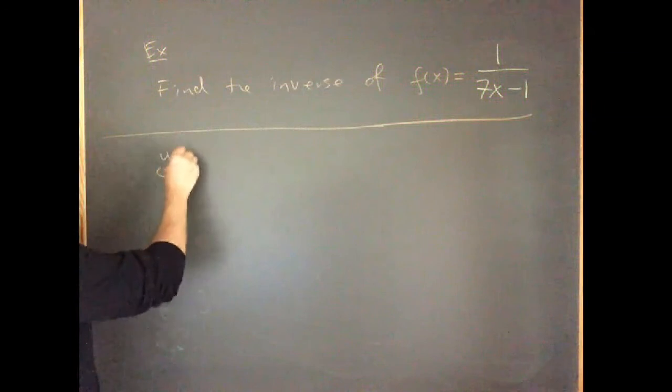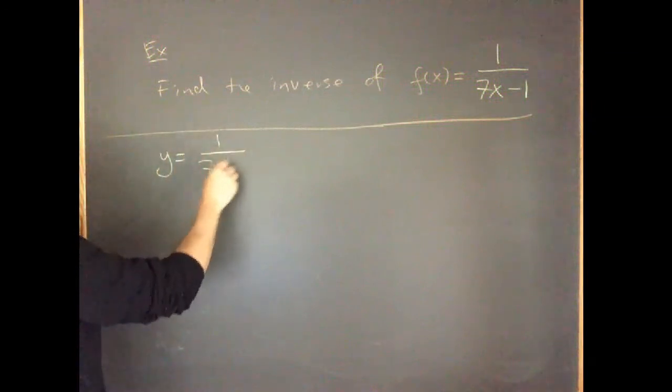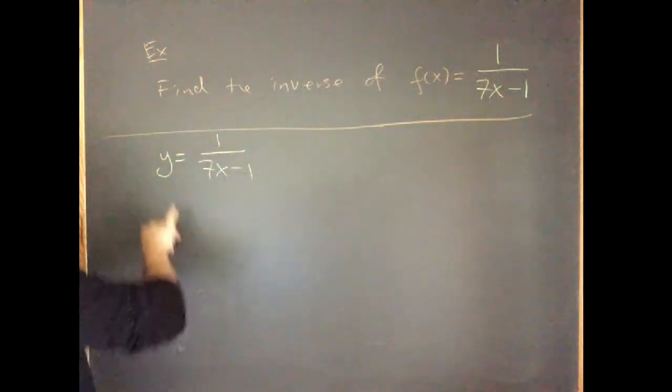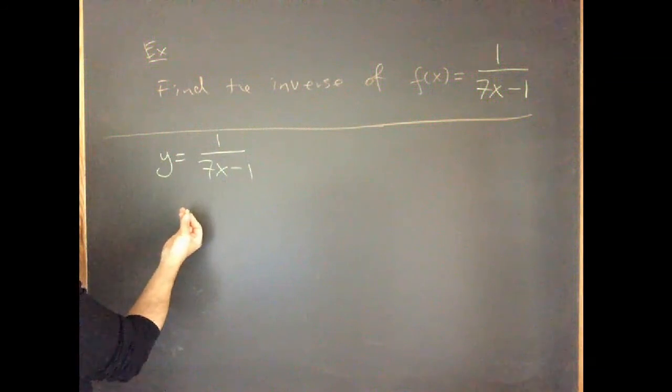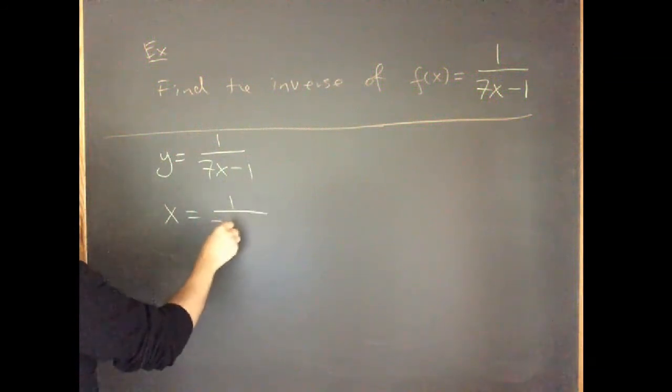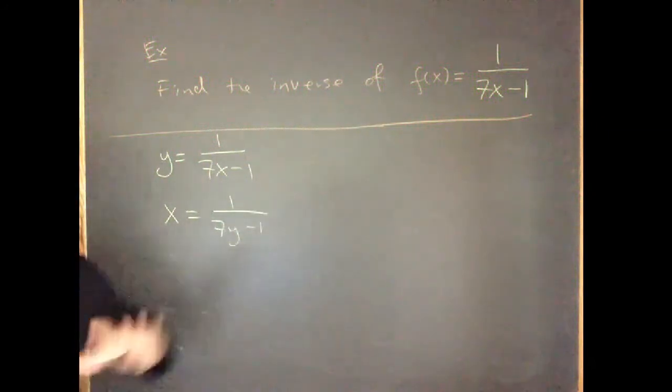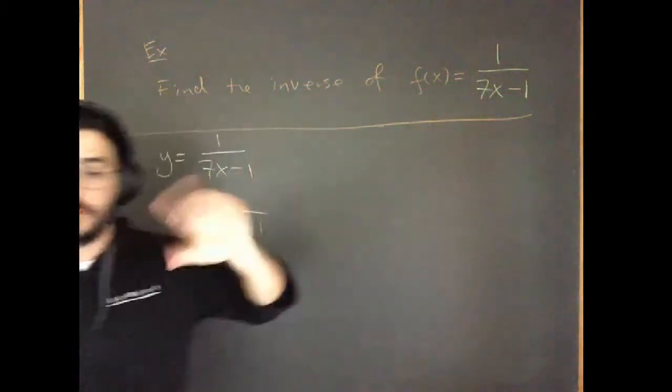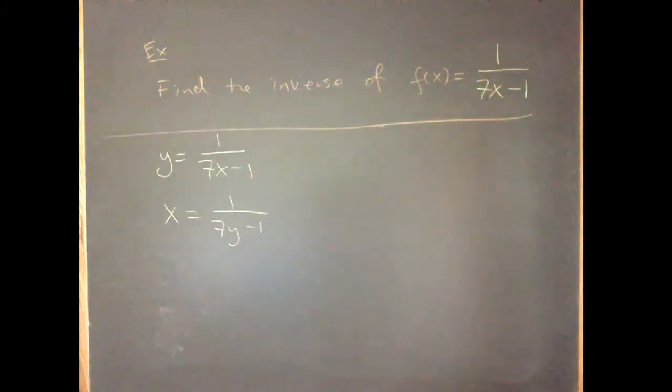We've got y is equal to 1 over 7x minus 1. And we're going to swap the role of x and y. Okay, so here this becomes x equals 1 over 7y minus 1. And what we just did was reflect practically over that line y equals x. Okay, we swapped out the x and the y value. And now we need to solve for the y.